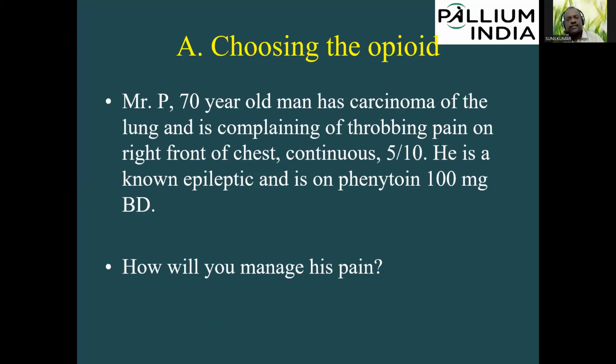So this is another patient, a 70-year-old man with carcinoma of the lung, complaining of throbbing pain on the right front of the chest, which is continuous in nature, and the pain score is 5/10. He is a non-epileptic and is on phenytoin 100 milligram BD. How do you manage his pain? Anybody, please? Anybody?